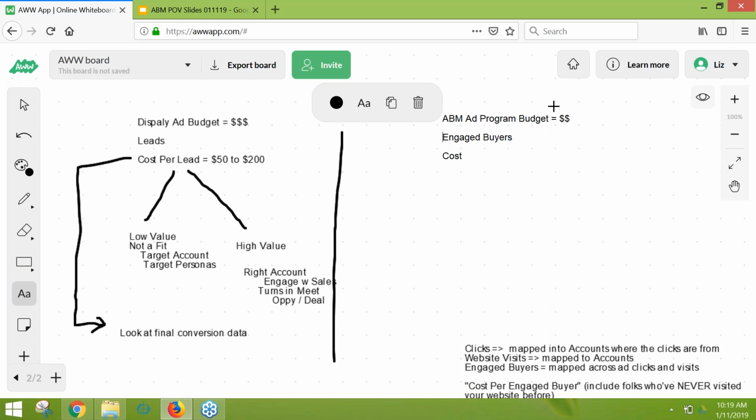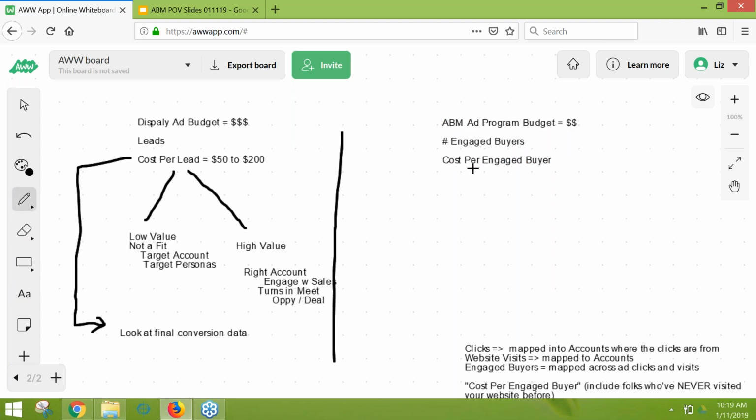We already discussed engaged buyers: people from your target accounts who are taking actions you care about, visiting your site and doing things you care about. So then you can come up with the cost per engaged buyer. The question is, how do you think about what cost per engaged buyer makes sense to you?